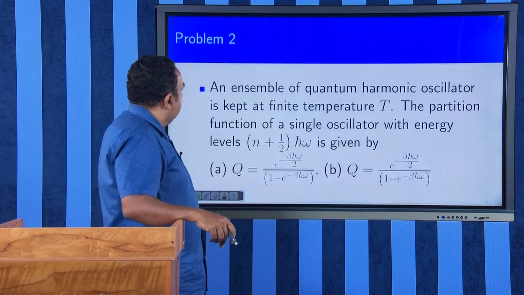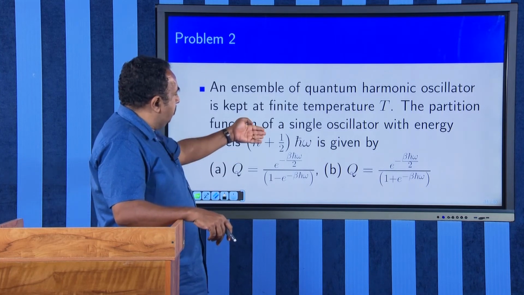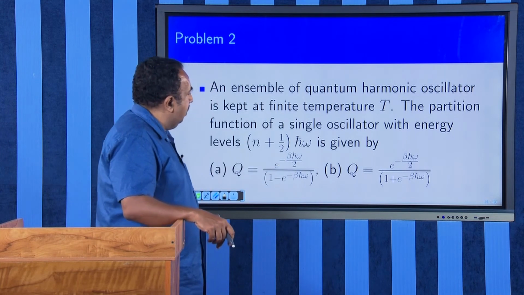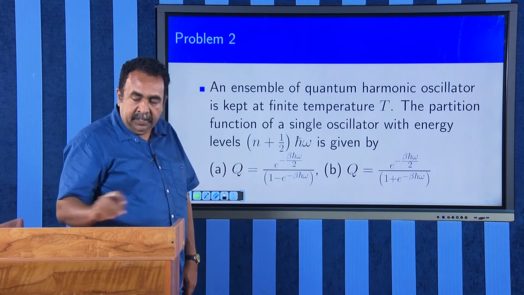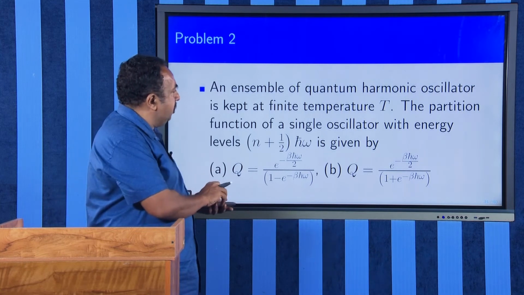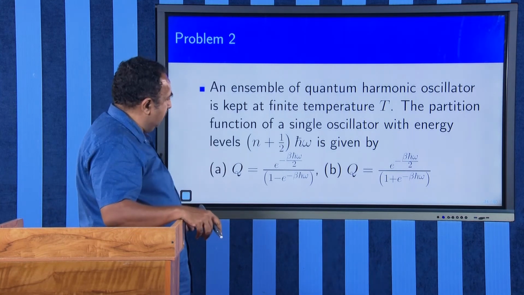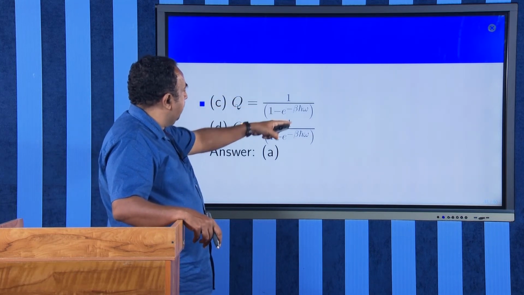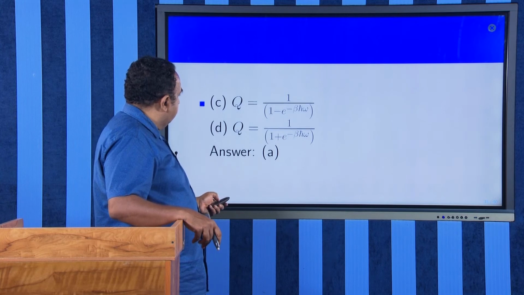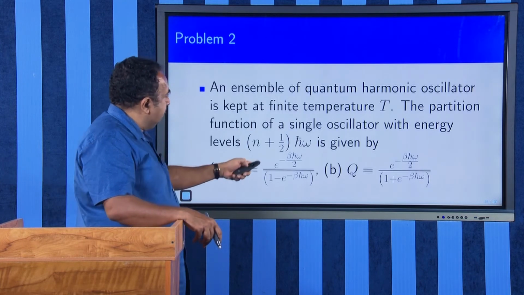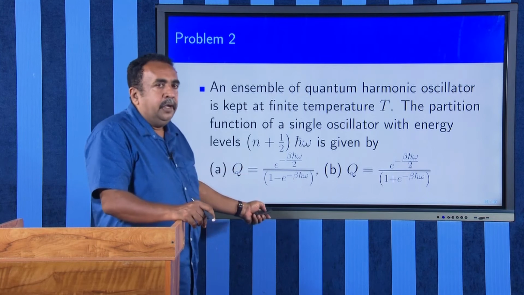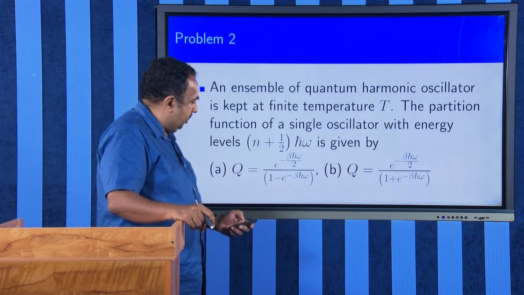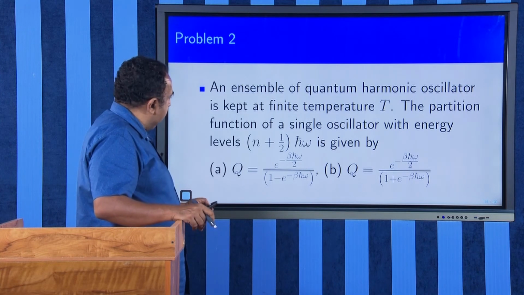That is, you have the choices: e raised to minus beta h cut omega by 2 divided by 1 minus e raised to minus beta h cut omega, and you have another choice, 1 plus... Another choice, there is no numerator, 1 minus. Therefore, your answer is the first one, that is e raised to minus beta h cut omega by 2 divided by 1 minus e raised to minus beta h cut omega. Therefore, that was the second problem.